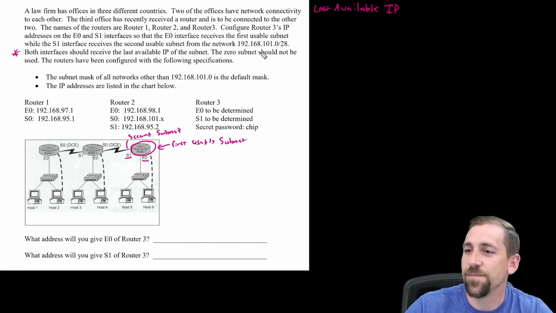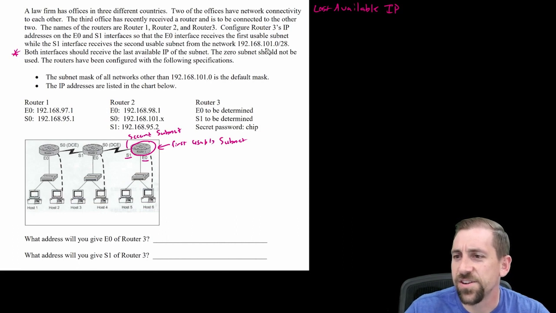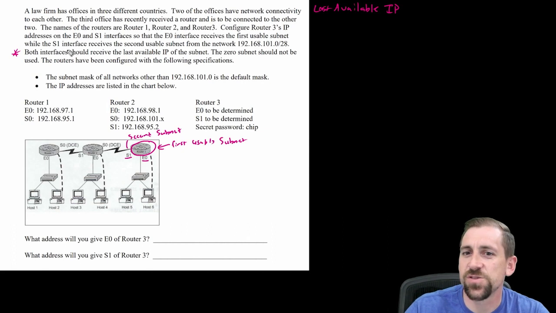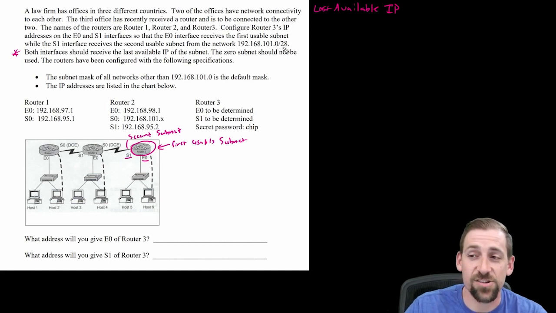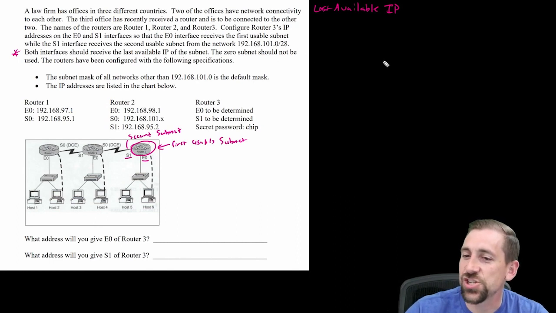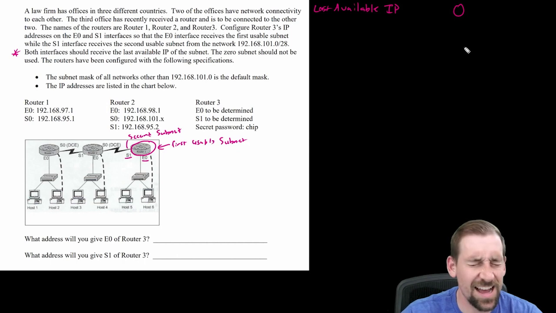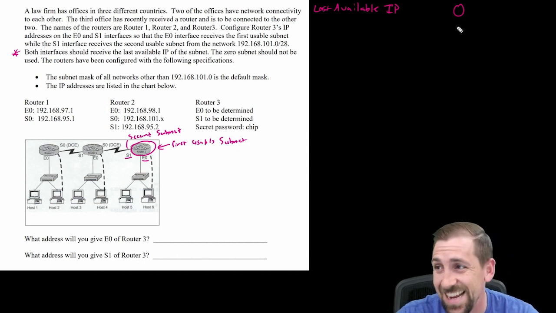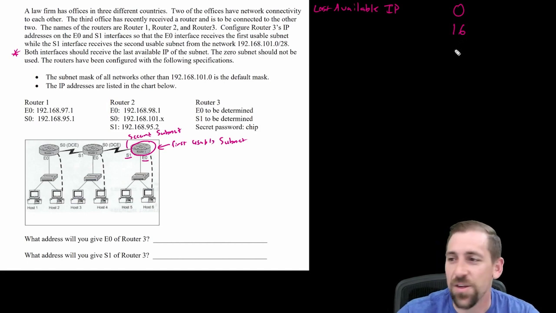So I need to define the subnets. So I have the 192.168.101.0 first usable subnet, while S1 uses the second usable subnet from the network 192.168.101.0. And these are /28 networks is what they've asked me to define. And so if these are /28 networks, then the first network is the 0 network, and we said /28 is a block size of 16. So the next network is 16, and the network after that is 32.